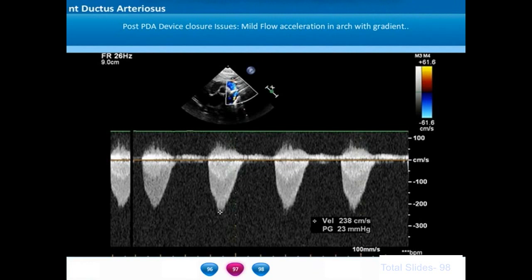These patients will have normally palpable femoral arteries, and the clinical blood pressure between the arm and the leg will be very similar. So this high velocity that we are getting in systole in a post-interventional ductal patient is not of major concern.